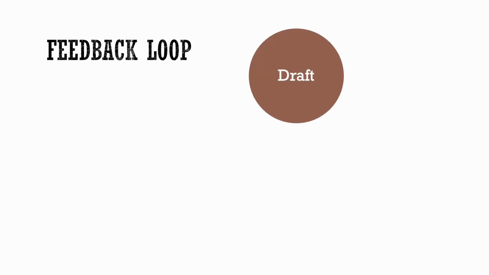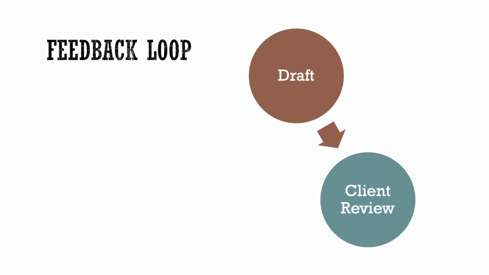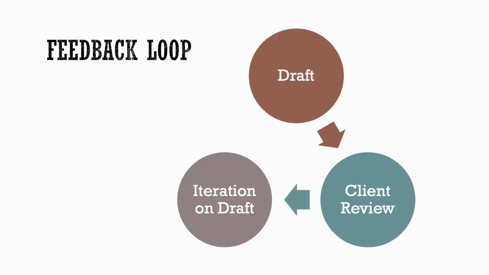Let's talk about that feedback loop. So first, you start with a draft. This is based on your conversation with the client and your agreement on what is going to be designed. And then that goes to client review. The client gets back to you with their items that they want to change, or maybe they have suggestions for changing out an image. They may come up with a new idea that they didn't have at the initial brief. This is where you can make an iteration on that draft.